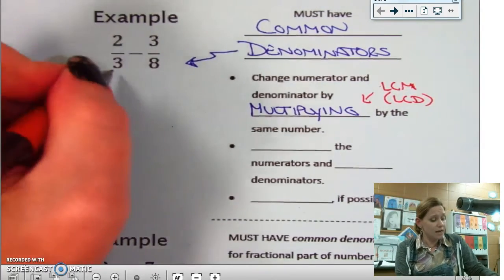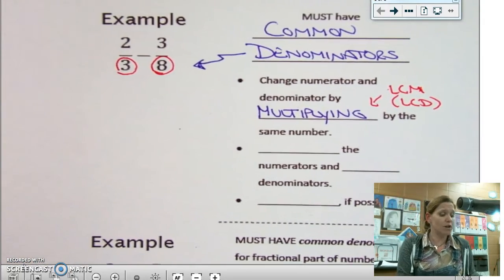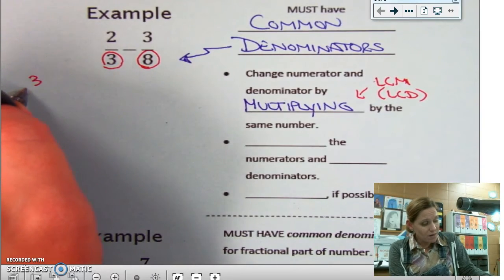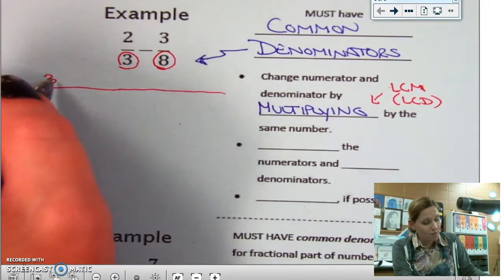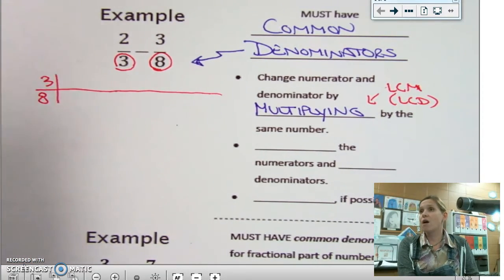So what we're looking at is the 3 and the 8. We're going to look at the 3 and the 8 and find what they have in common. So I'm going to make my T-chart so I can find common multiples. And I'm looking for the first multiple that they have that are alike.